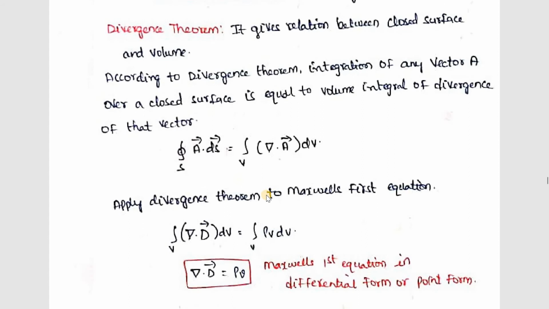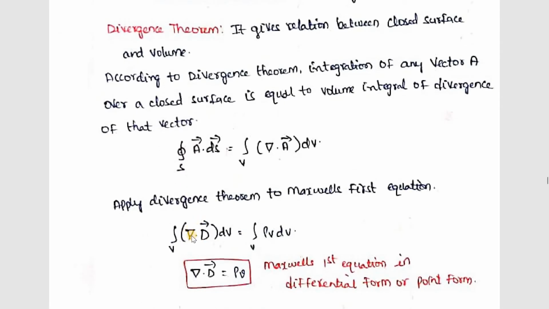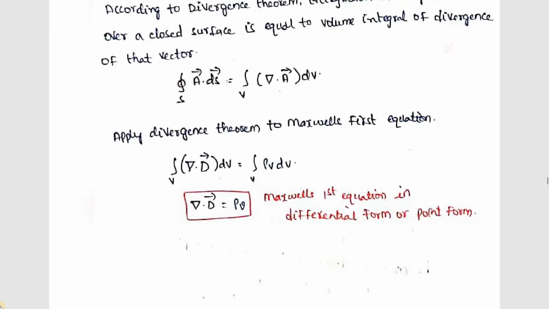Now we apply the divergence theorem to Maxwell's first equation. Here it is D dot ds, just as it is A dot ds, and A dot ds has become del dot A dV. So D dot ds becomes del dot D dV. By applying the divergence theorem, we get del dot D dV is equal to the volume integral of rho V dV. So all this will get cancelled, and we get del dot D is equal to rho V. This is Maxwell's first equation in differential form or point form, which can also be named as Gauss law.